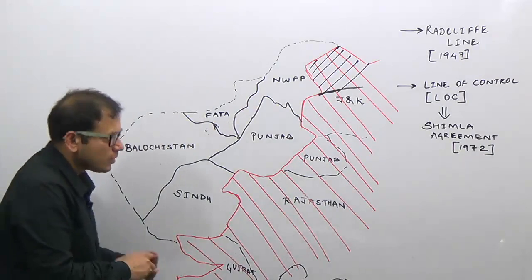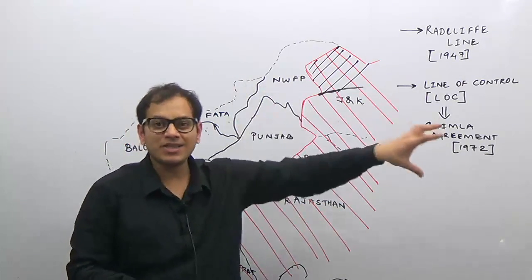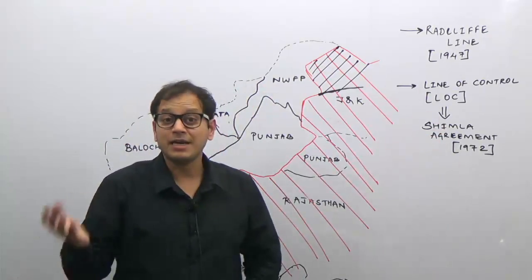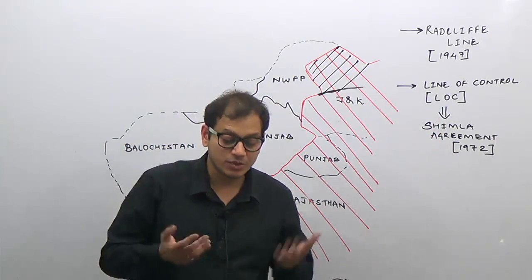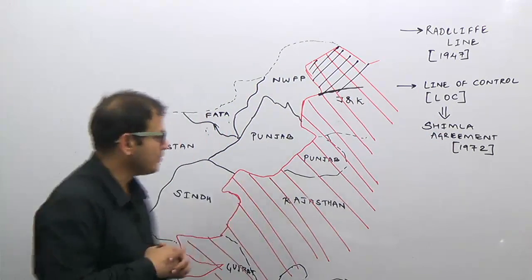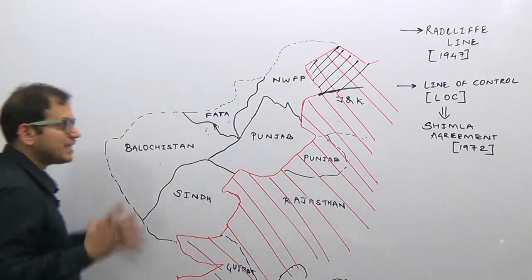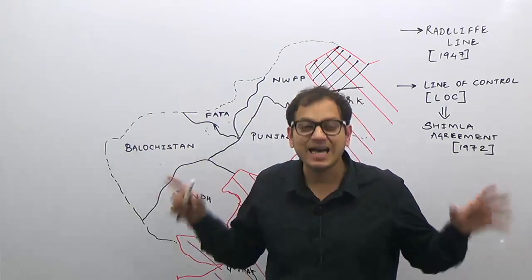Now, even the Bangladesh border is known as the Radcliffe line. Why? Because Bangladesh was nothing but the previous East Pakistan. So it is also known as the Radcliffe line. Now look here, what are the areas of contention, or what are the areas of problem between India and Pakistan?